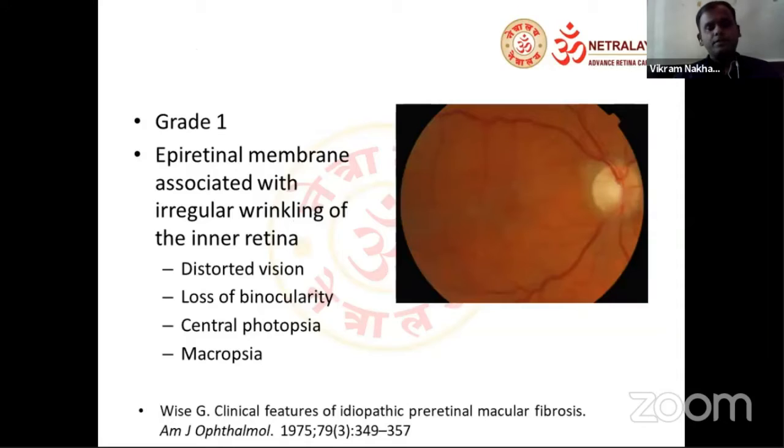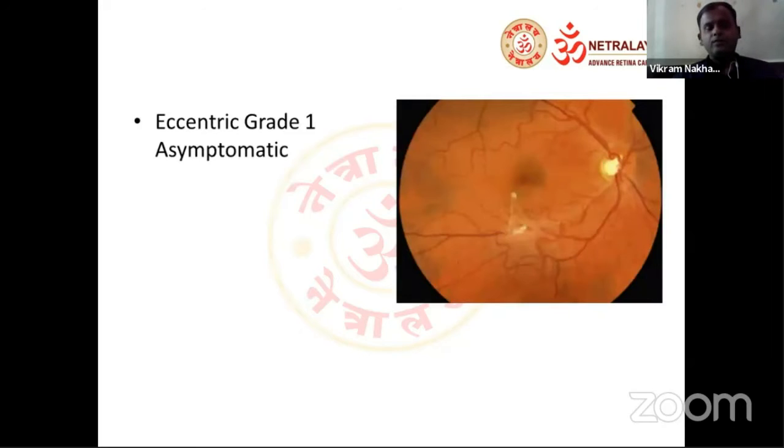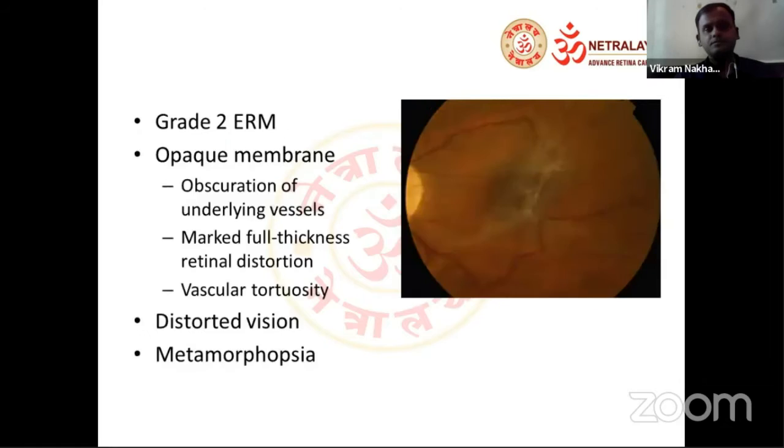Grade 1 epiretinal membrane is associated with irregular wrinkling of the inner retina. When this involves the fovea, the patient often complains of distorted or blurred vision. The other symptoms that the patient may complain of are loss of binocularity, central photopsia, and macropsia. Eccentric grade 1 ERMs that do not involve the fovea are usually asymptomatic.